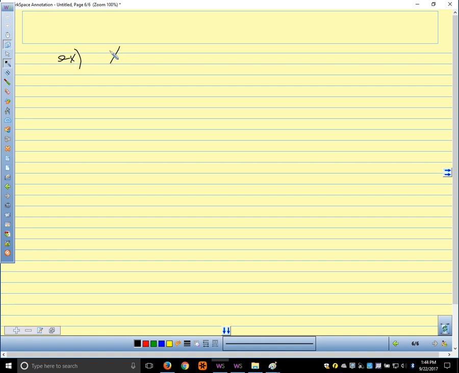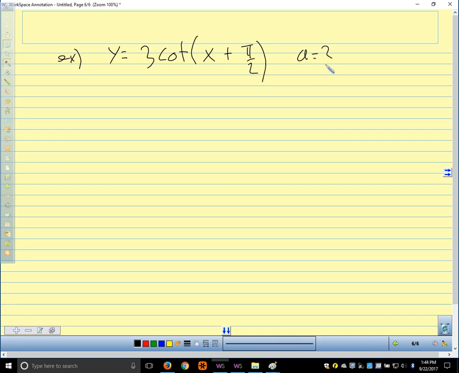So we're sketching 3 cotangent x plus pi over 2. So a equals 3. We shift pi over 2 to the left. Period equals pi. Find our asymptotes.